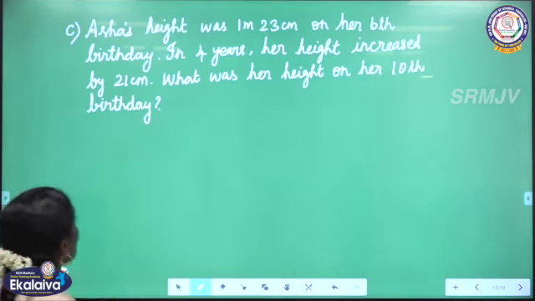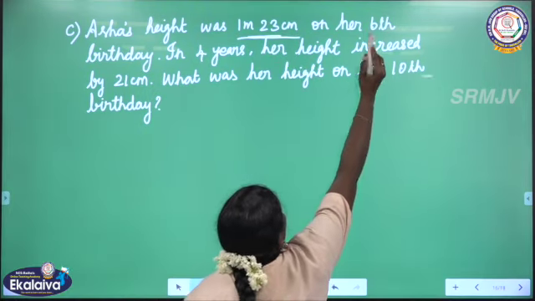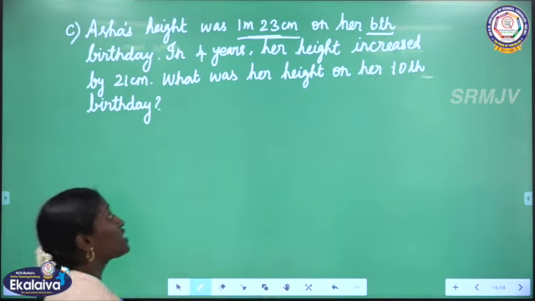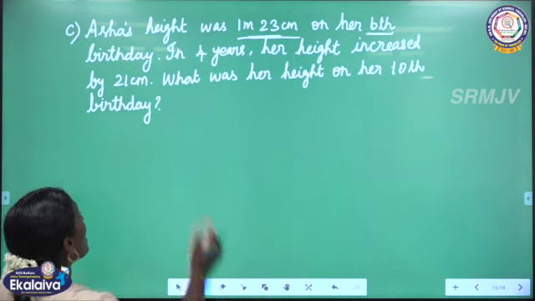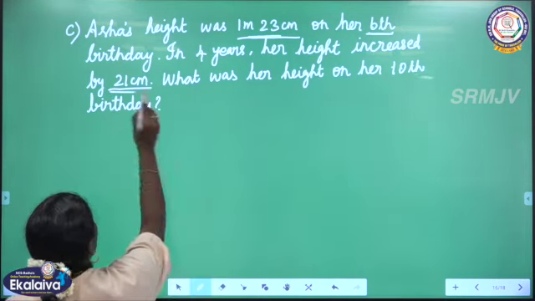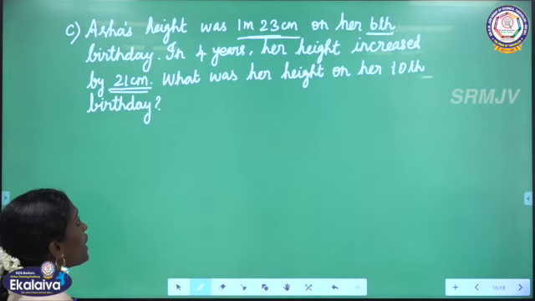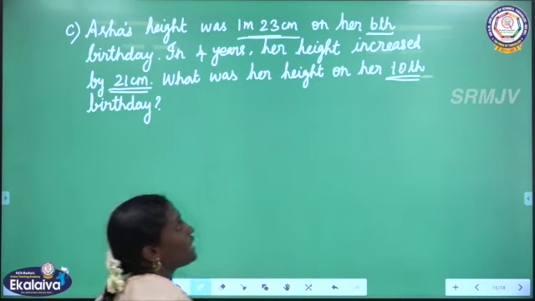Then the next question. Asha's height was 1 meter and 23 centimeter at her 6th birthday. In 4 years, her height increased by 21 centimeter. Now, we are going to find her height on her 10th birthday.